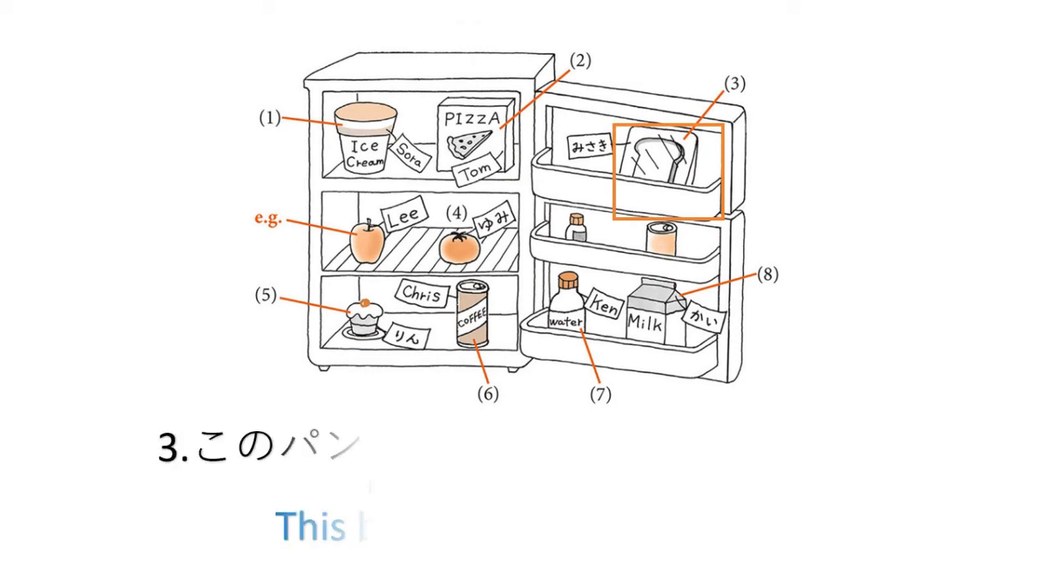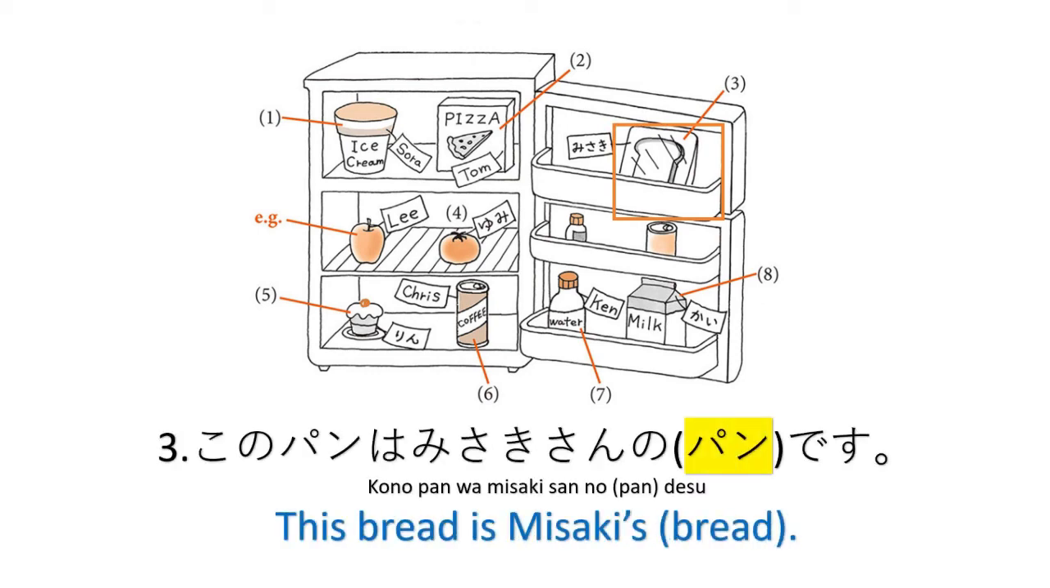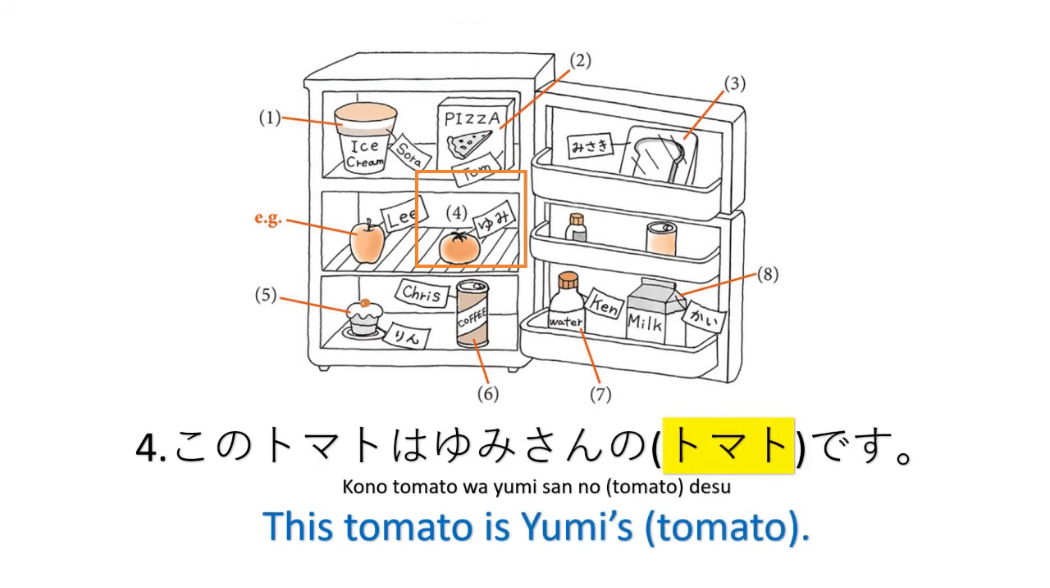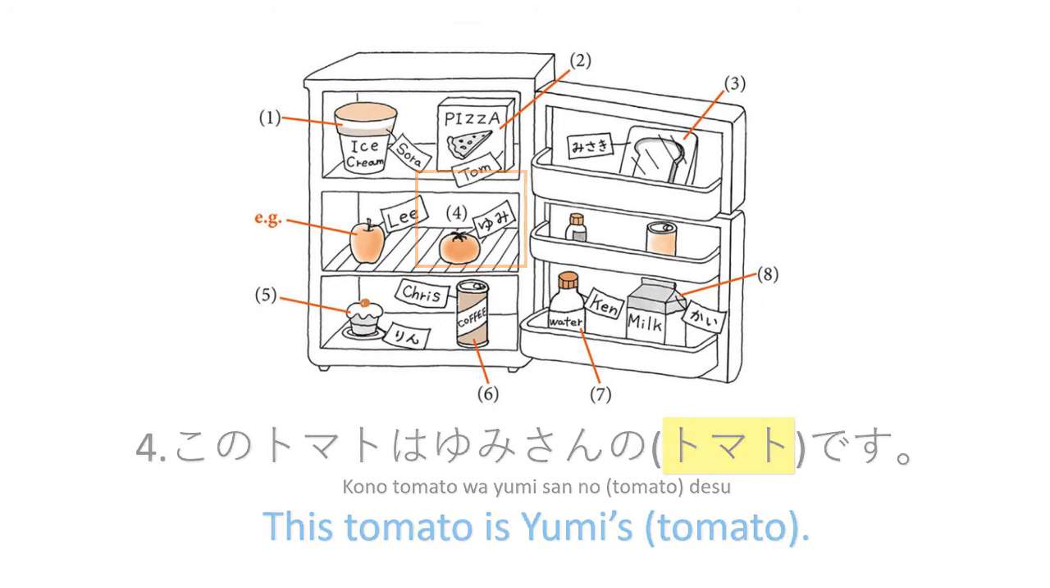Next, we have the bread. Misaki. Misaki's bread. So, kono pan wa Misaki-san no desu. So, the complete is kono pan wa Misaki-san no pan desu. Again, we do not want to say pan 2 times in one sentence, so we remove it and retain san no. This bread is Misaki's. Next, we have Yumi's tomato. Kono tomato wa Yumi-san no desu. So here, we strike again tomato. This tomato is Yumi's.